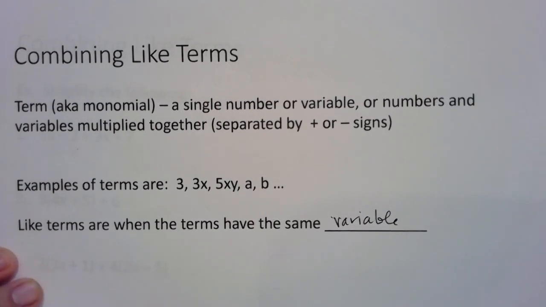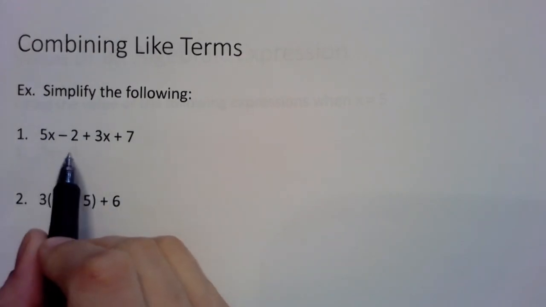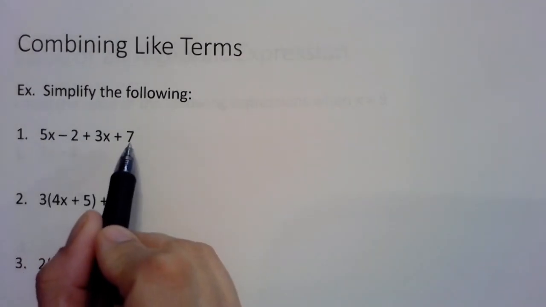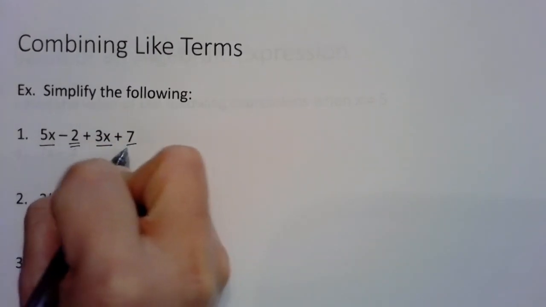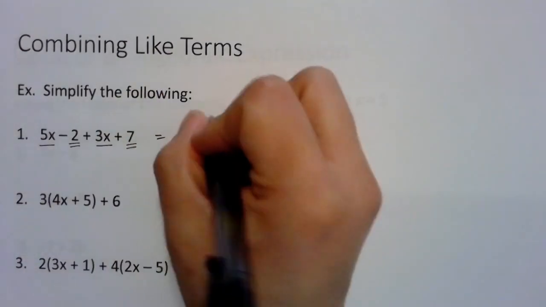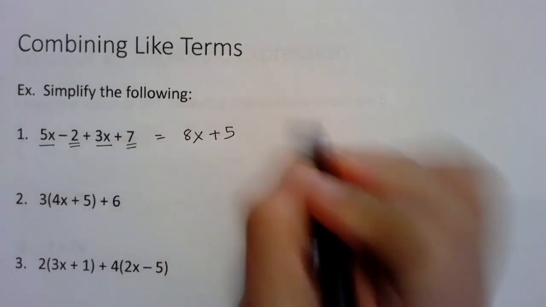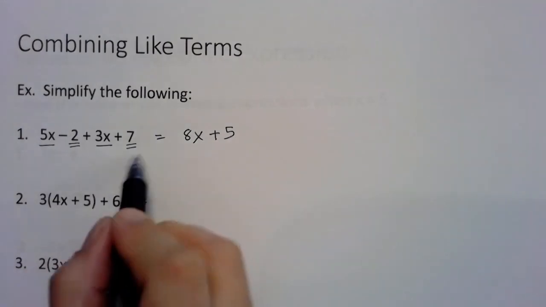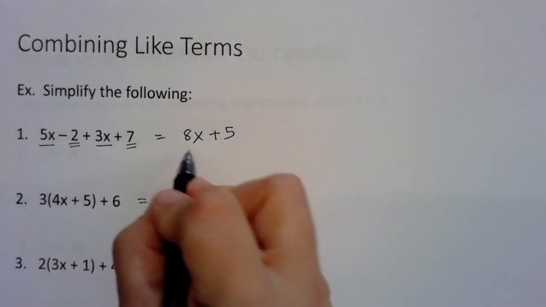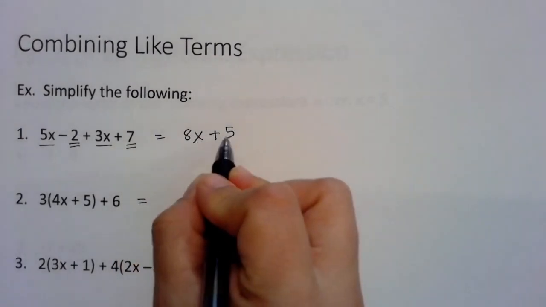Okay, so let's do a couple of examples. Let's say here you have 5x minus 2 plus 3x plus 7. We would combine the x terms and then the constant terms. So 5x plus 3x would give me 8x. Negative 2 plus 7 is plus 5. And that would be it for that one. We can't combine these two because this has an x and this one does not.